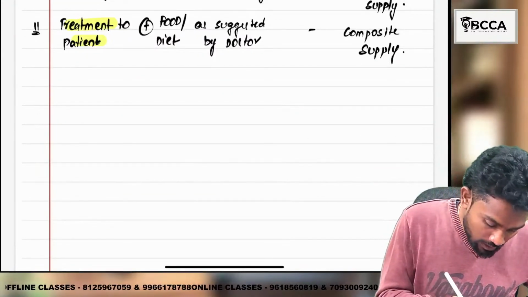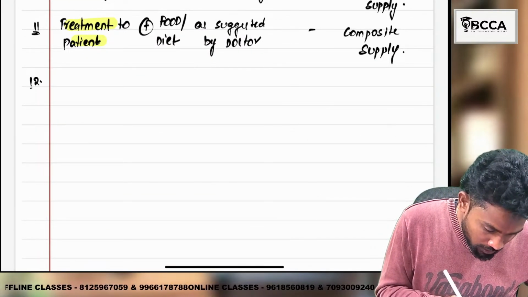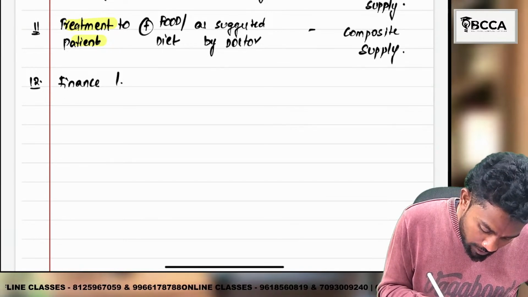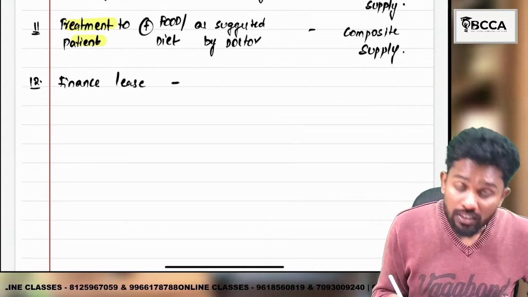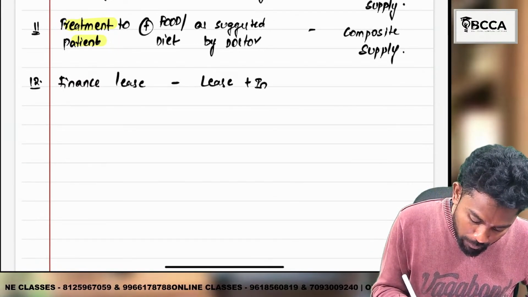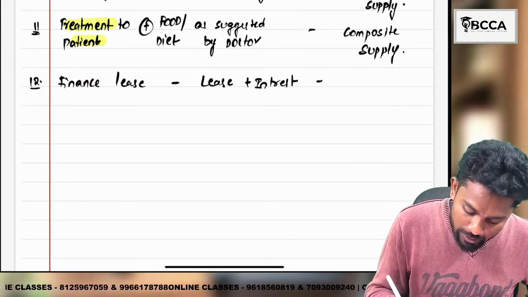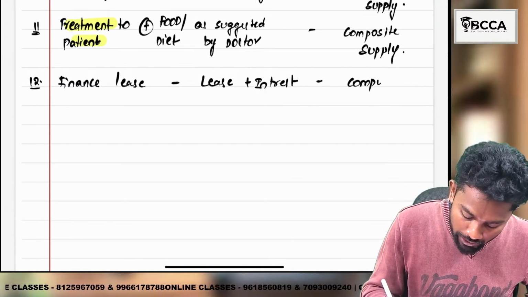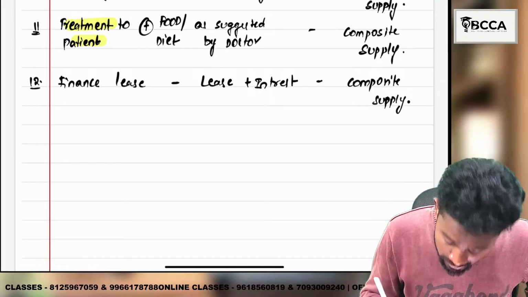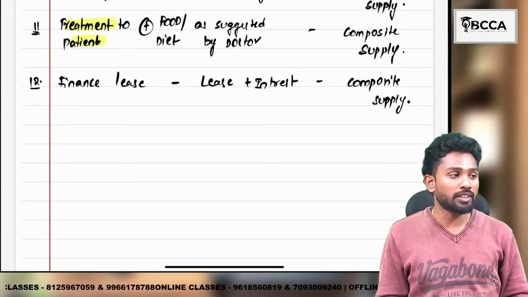And the last one, sir, for composite ones, finance lease. So there will be two types of lease, right? Finance lease. In a finance lease, the lease rentals are paid and even the interest amount is also paid. So this also has to be treated as what? Composite supply only. It involves lease rentals and even the interest part.